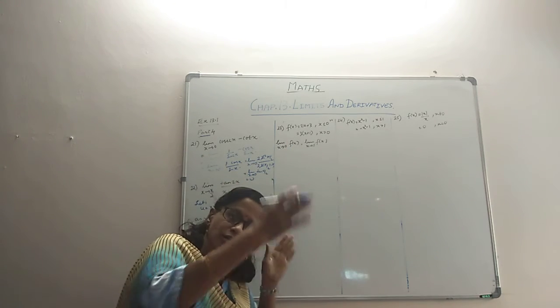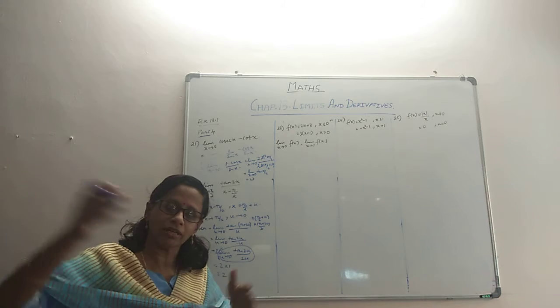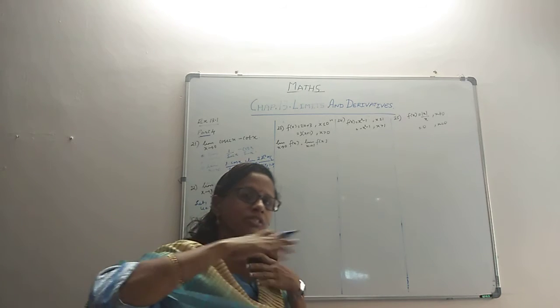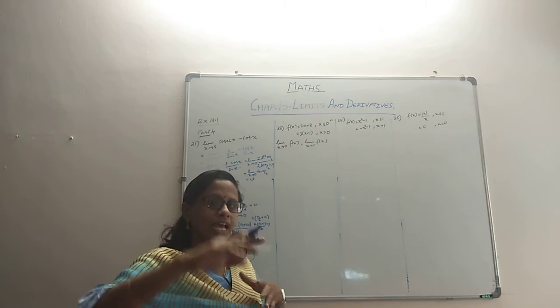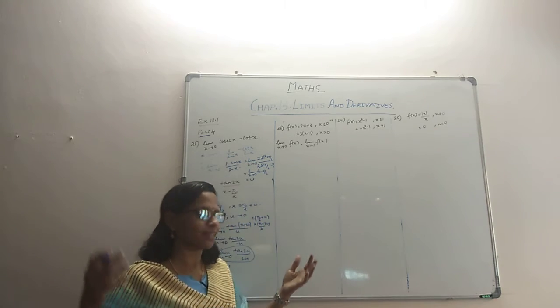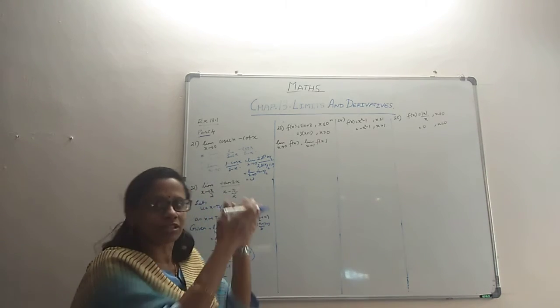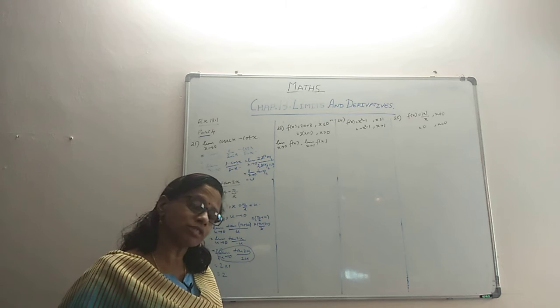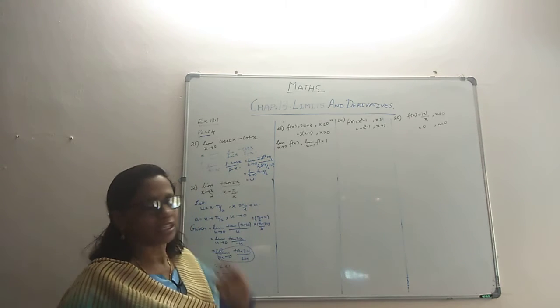From here to here, so much. Like when you are traveling, for the first kilometer, you pay so much charges, and then for every other kilometer, you pay some other charges, something like that. So till x less than or equal to 0, one function. Then all the values where x is greater than 0, some other function.